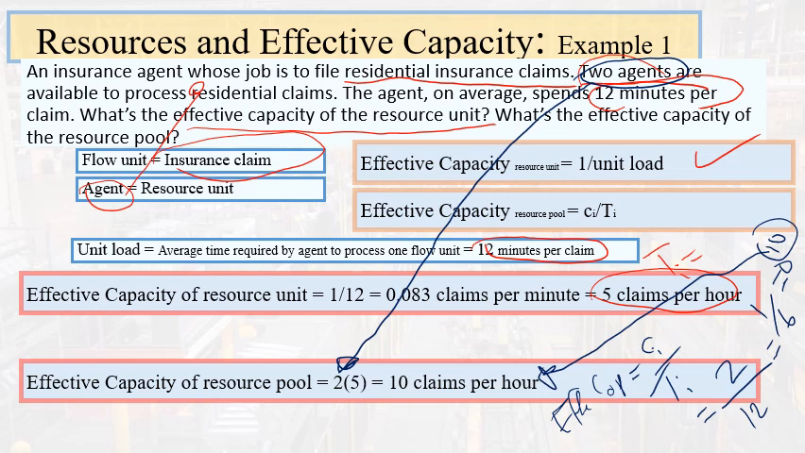Okay. So basically, this is a good question because it asks about the effective capacity of one resource unit and the effective capacity of the whole resource pool. So notice there are 2 different things, because one is for the whole resource pool, which includes all the different resource units within that pool, and the other one is simply the effective capacity of that one resource unit.